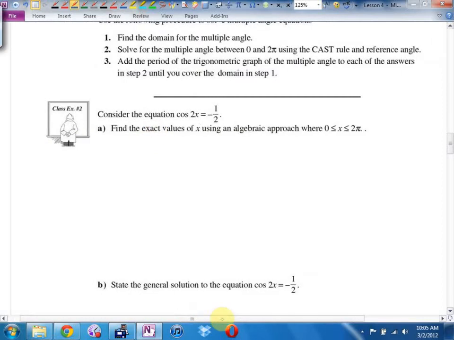So temporarily, we're going to get rid of it. Here's what I'm going to say. I'm going to temporarily let a equal 2x. Write that down. Get your pencil out. And that's going to give me a new equation of cosine of a equals negative 1/2.